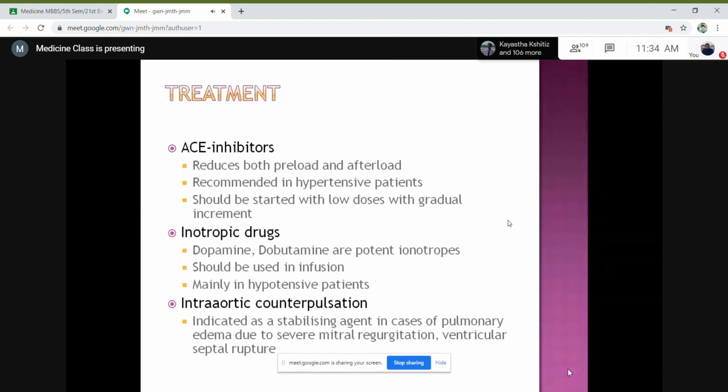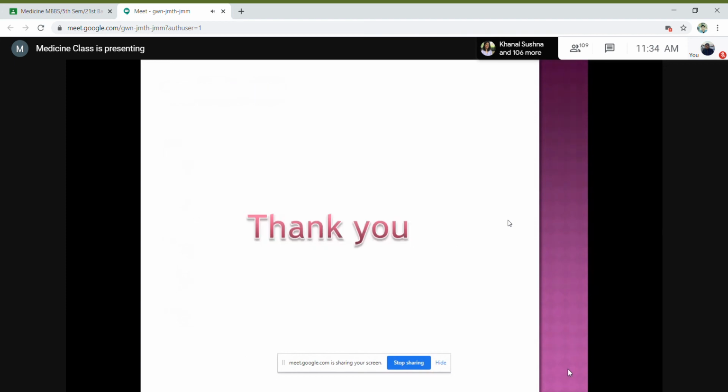There may be a role of intra-aortic balloon counterpulsation. It is generally used to stabilize pulmonary edema due to severe mitral regurgitation and ventricular septal rupture. Okay, so that's all regarding this.